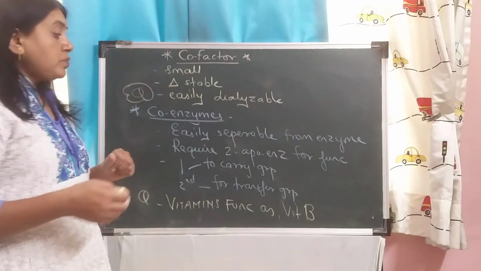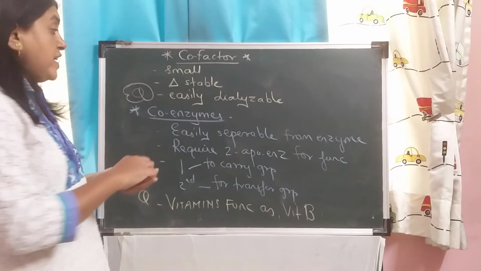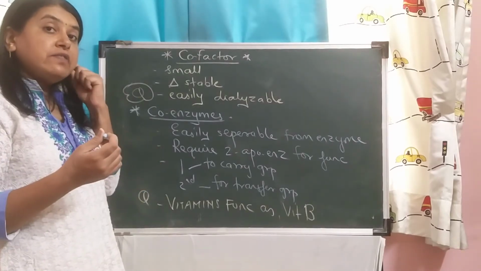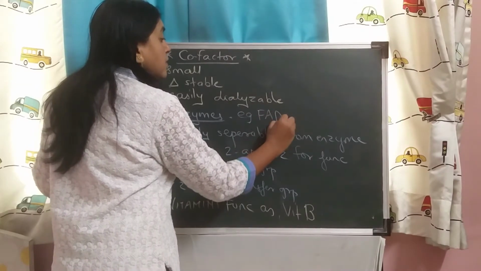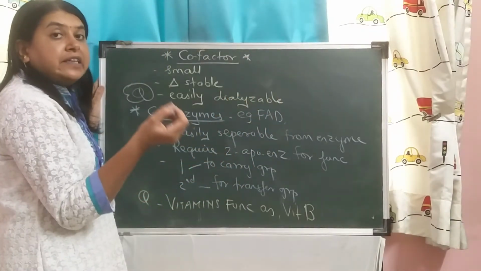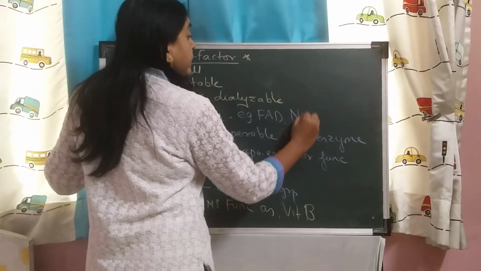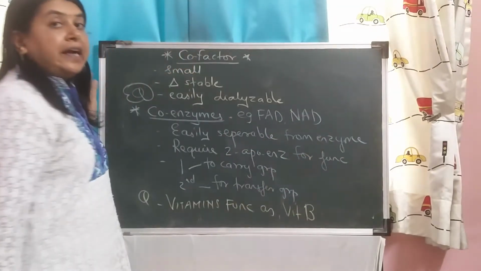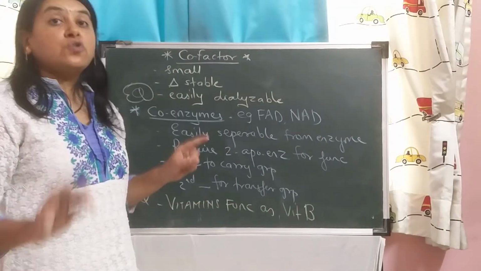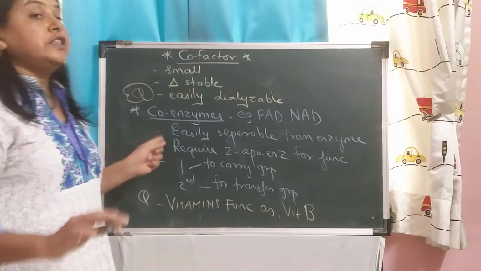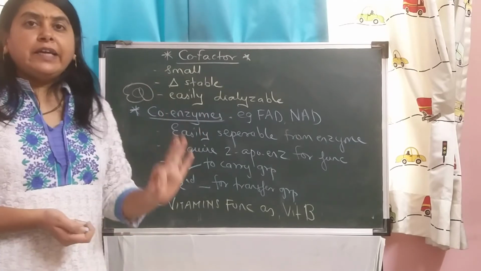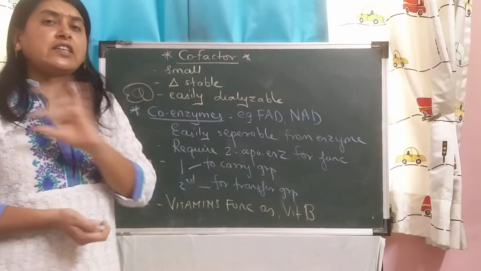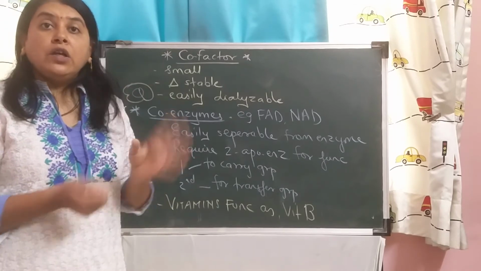Okay. An example of coenzymes we have done in respiration as well as photosynthesis. Examples are FAD, flavin adenine dinucleotide, NAD, nicotinamide adenine dinucleotide, and so on. So these are the different coenzymes. Am I clear with this question? Whatever I am telling you, do only that much. That is going to be more than enough for you.